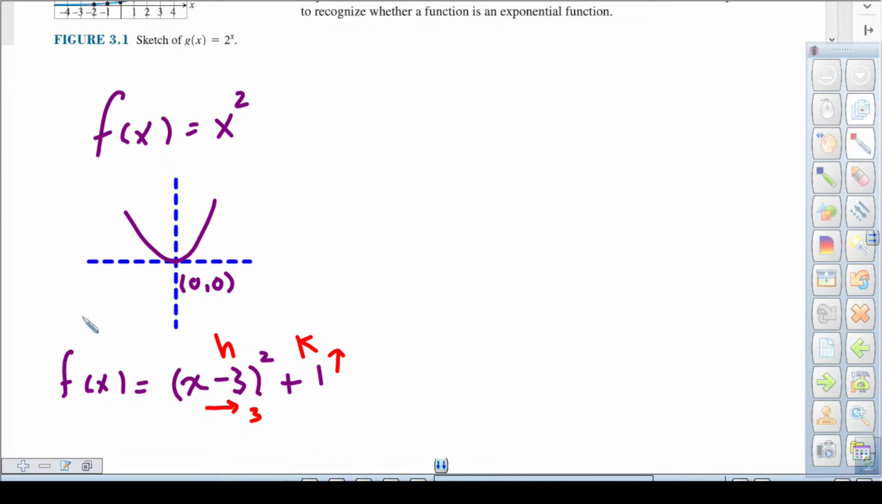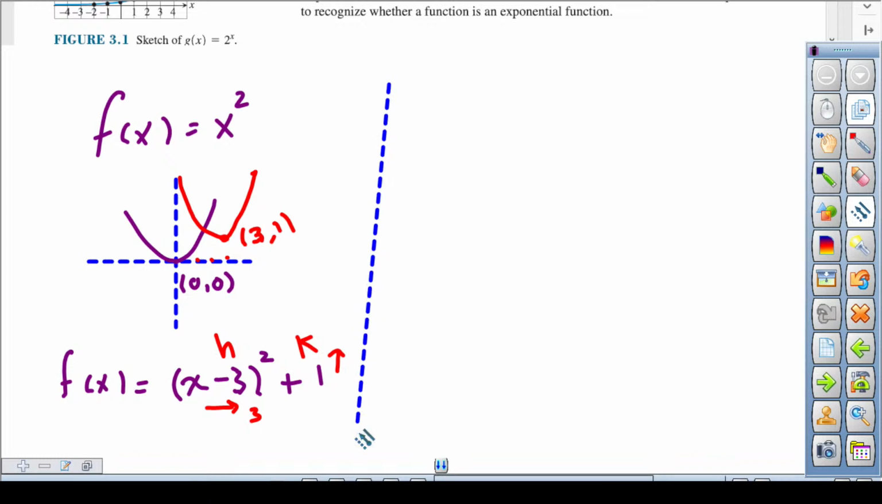So now I know that I'm shifting this to the right 1 and 2 and 3 and up 1. So basically I'm going to look like that, okay? With this vertex at 3, 1. Okay, why did I go through this? Well, because we want to follow the same pattern, if you might, with the exponential function.